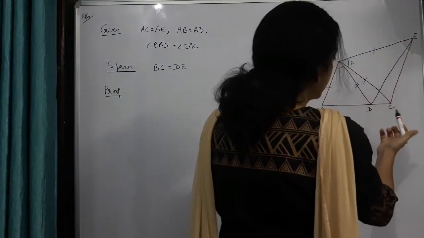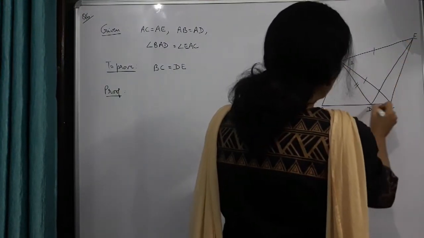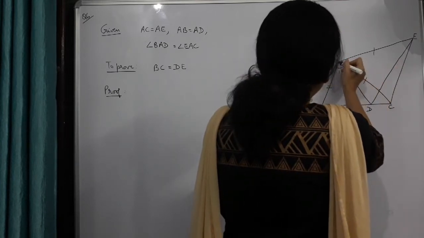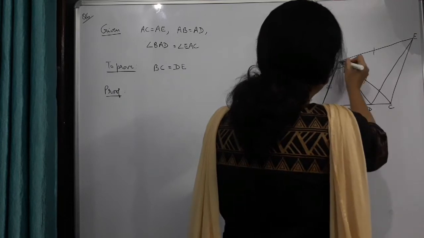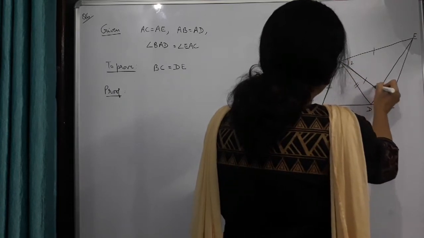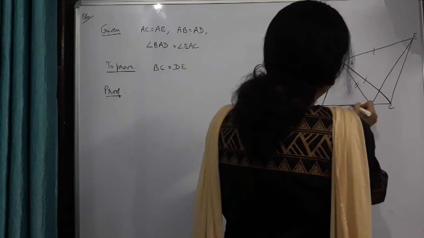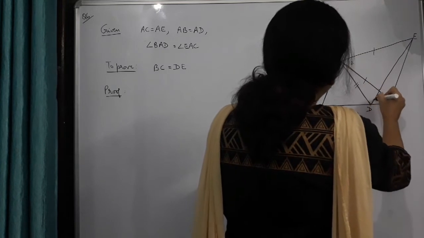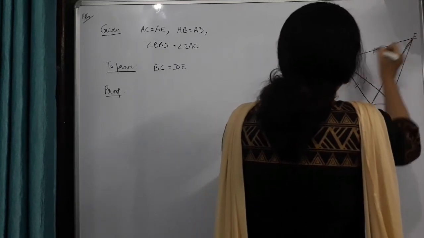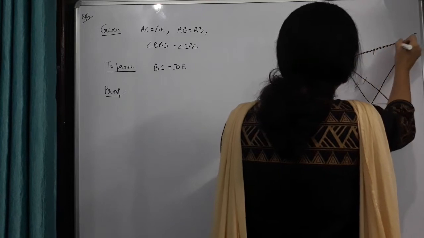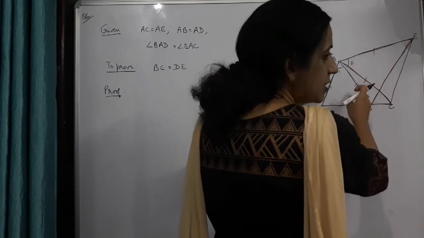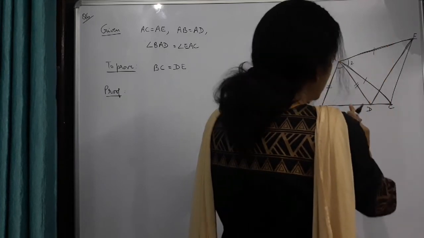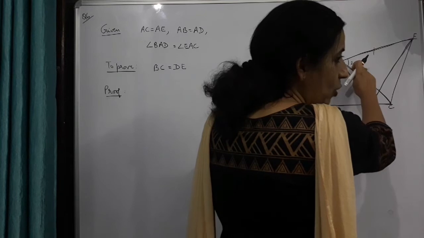So which two triangles will we have to take? We'll take those two triangles in which we have BC and DE. So we take triangle ABC, this is triangle ABC, and we take triangle ADE. Now in these triangles what we see is that AB is equal to AD is given to us, AC equal to AE is also given to us, but angle 1 is equal to angle 2.